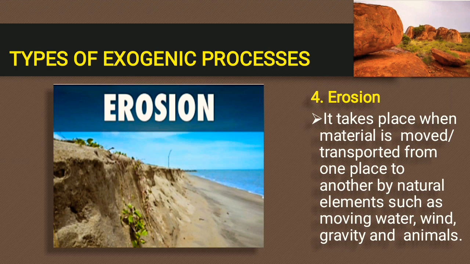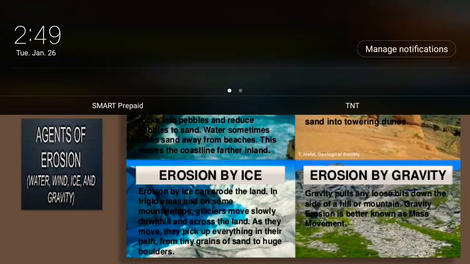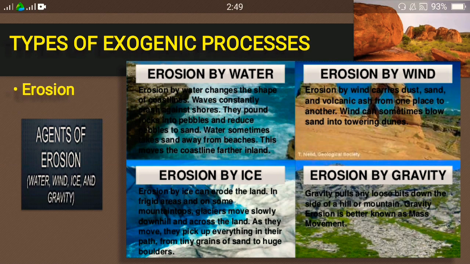So sediment is created through the process of weathering, carried away through the process of erosion, and then dropped in a new location through the process of deposition. And we have four agents of erosion. We have erosion by water, by wind, by ice, and by gravity.